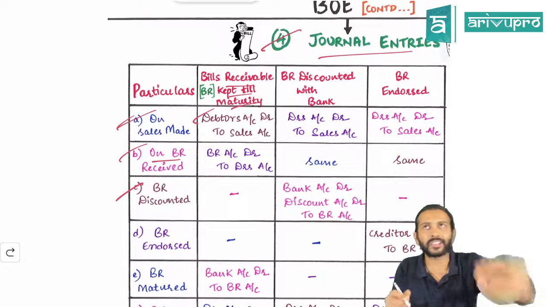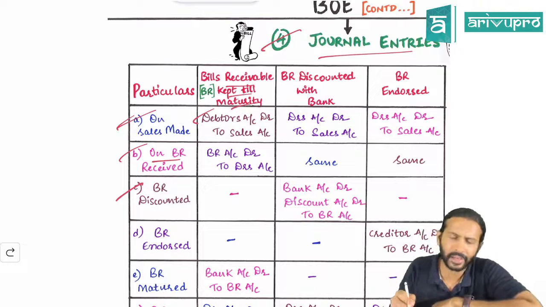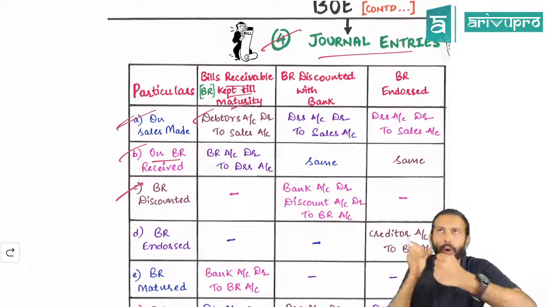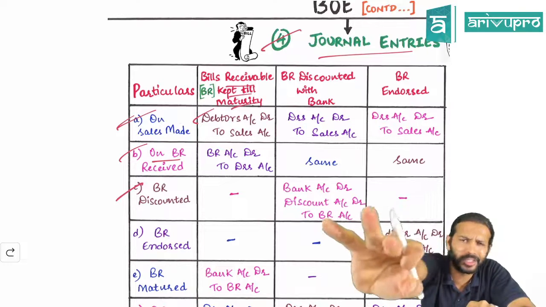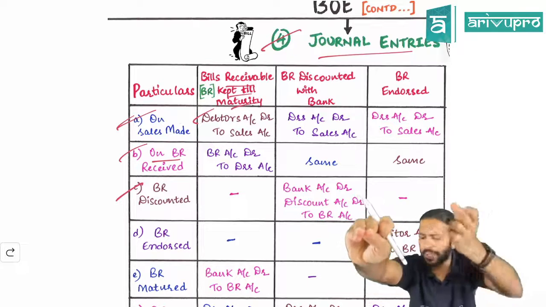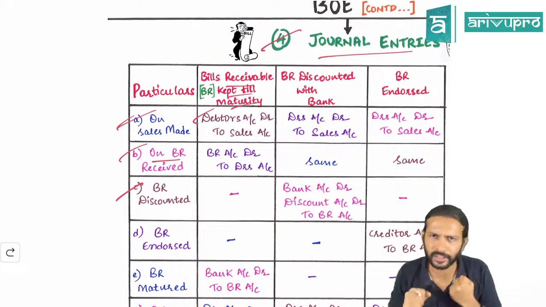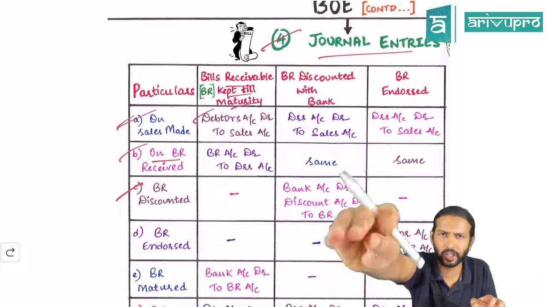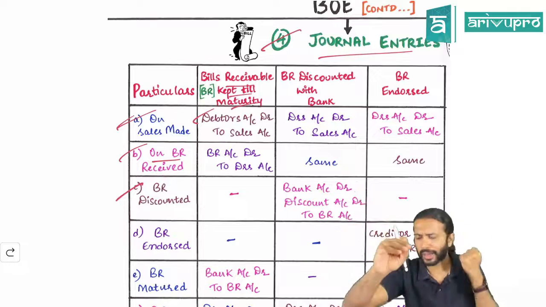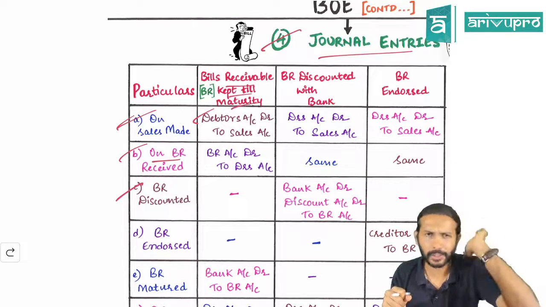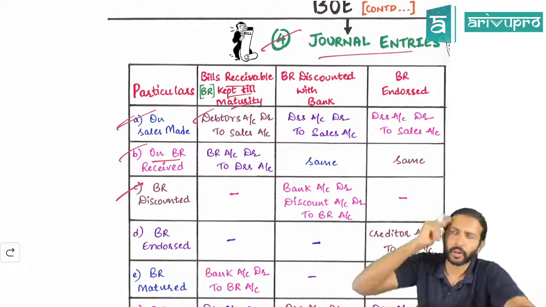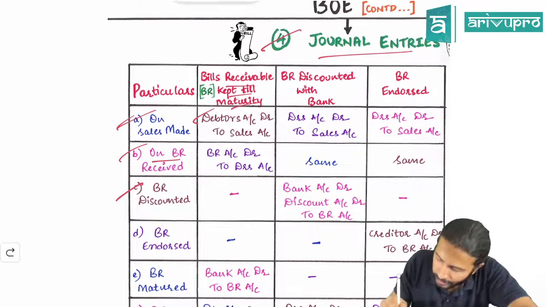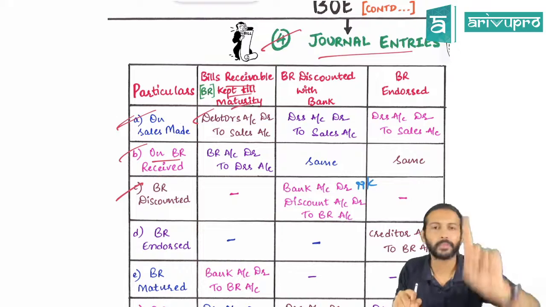If the seller has discounted the bill with the bank, what will happen, sir? In the example, A Limited will give the bill receivable to the bank, State Bank of India, and the bank will give money to A Limited. So what is the journal entry? From A Limited's perspective, money is coming in, so the bank account will be debited, to what extent in my example?